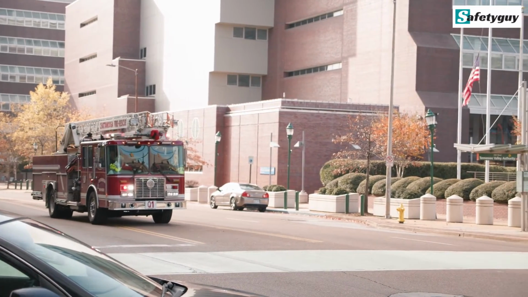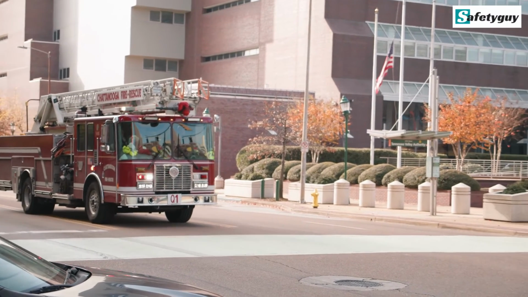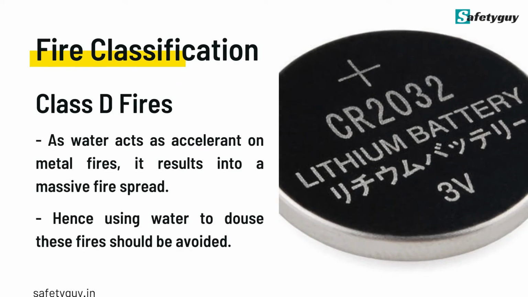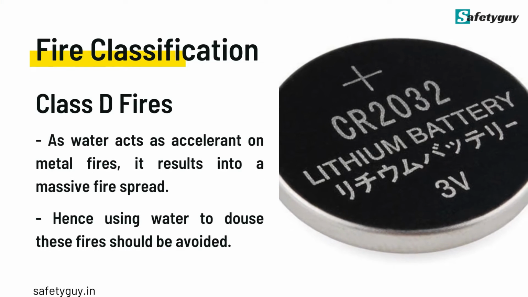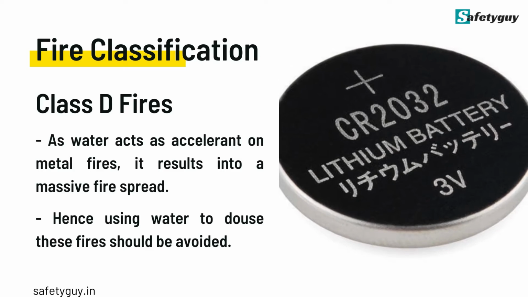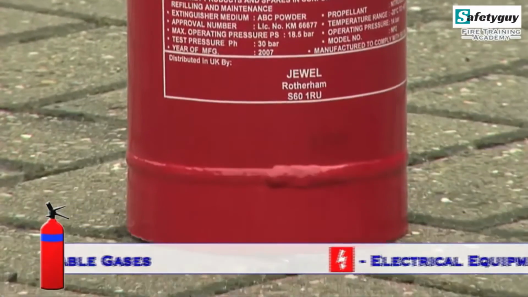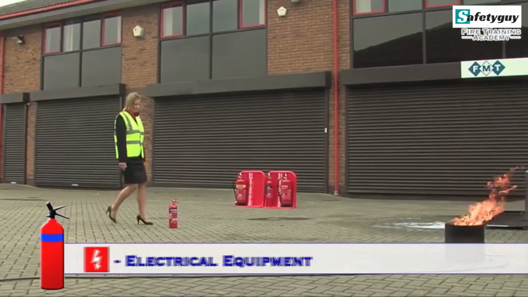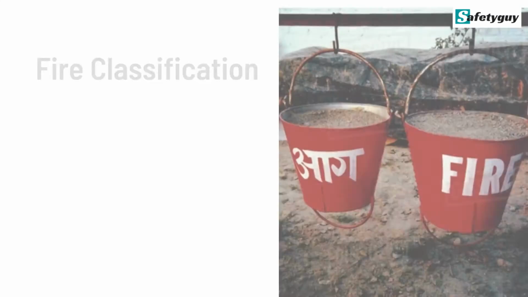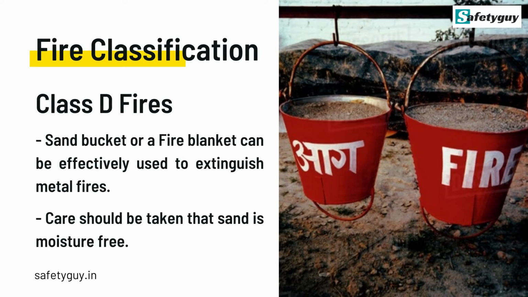What should one do in the event of a Class D fire? In metal fires, water can actually act as an accelerant and hence should never be used. Dry powder extinguishers, on the other hand, can be used to put out metal fires. Small metal flames can be smothered with dry earth or sand as well.